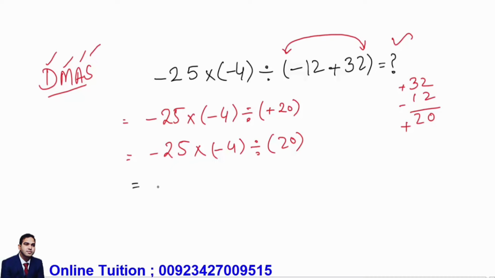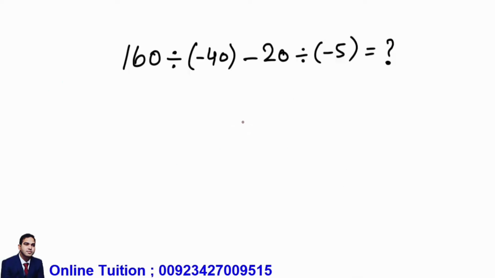Okay, now negative 25 multiply negative 4, it will be positive 100. Now division sign. Okay, this is 20. Now after that, 100 divided by 20, the answer is 5. So this is the answer of this question. Your simplified answer is 5. This looks like a difficult question, but it is not as difficult as you are thinking.